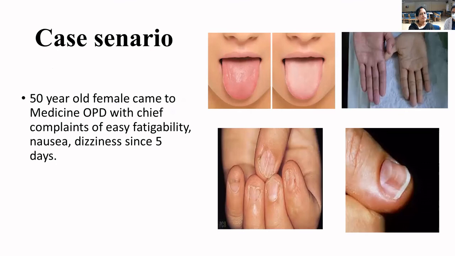Yes, a 50-year-old female comes to medicine OPD with the chief complaints of easy fatigability, nausea, dizziness since 5 days. See, women are very capable, they don't come to the hospital till they get this. This woman would definitely be feeling that tiredness and fatigue and all that. But ultimately, she wants somebody to bring her to this. So these are all the clinical signs. Okay.